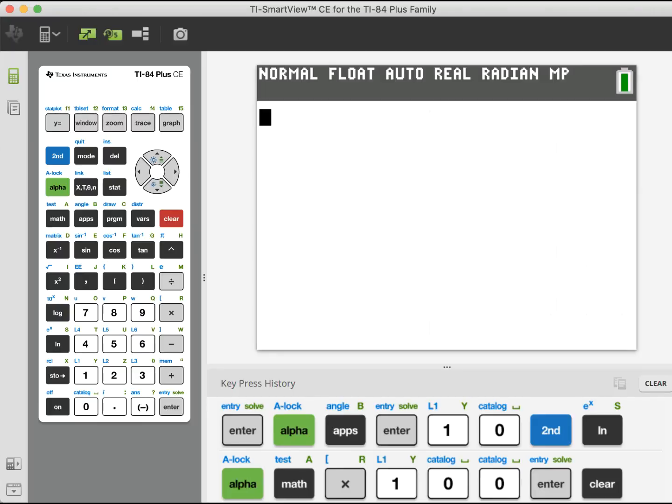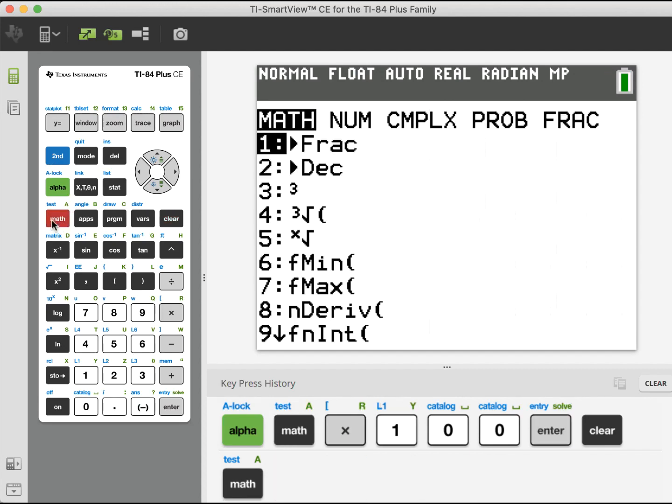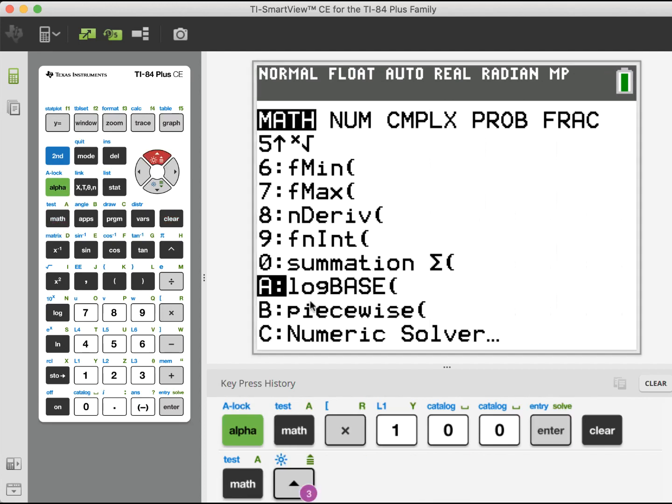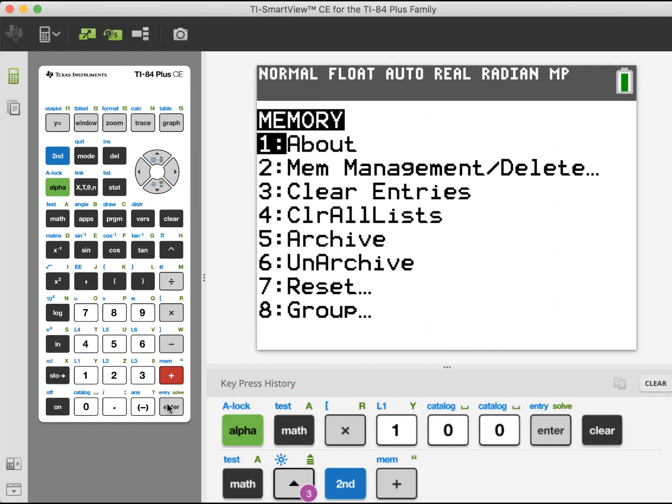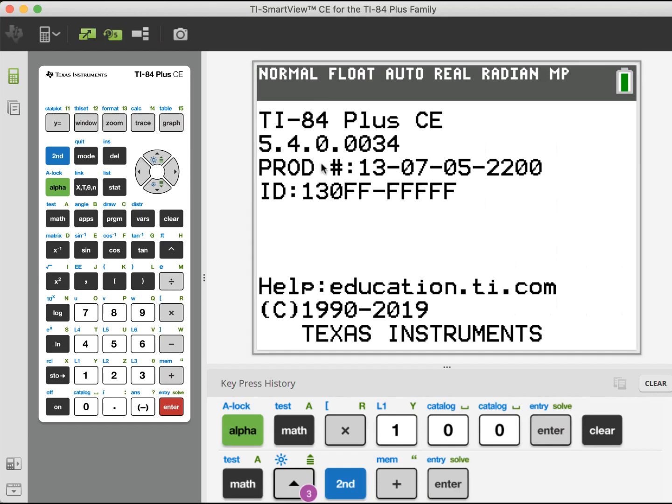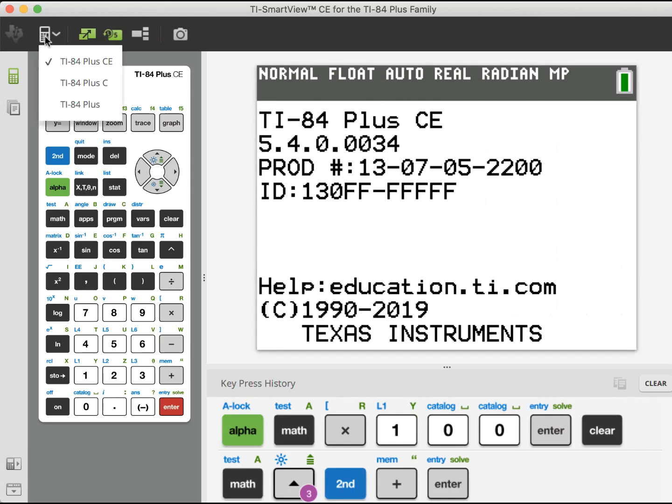Okay, so welcome to the calculator. Now, the calculator will have a way for you to evaluate these. So if you look over here, press math, and then go up until you see log base. Now, if you go up and you don't see log base, that means that your calculator is not of the right software. So if you press second mem and then enter, yours probably isn't going to say 5.4.0.0034, but it may. Let me switch to a different calculator here.